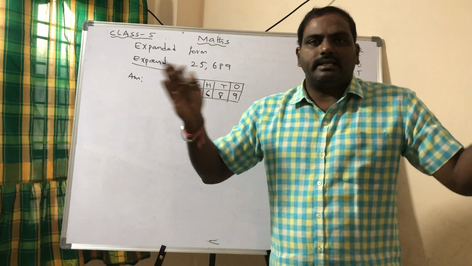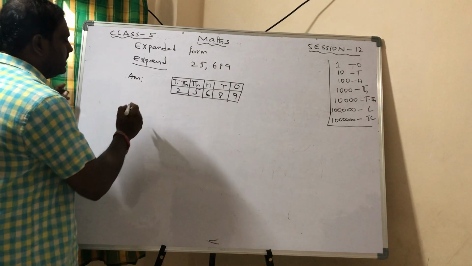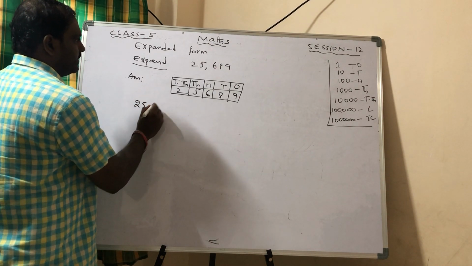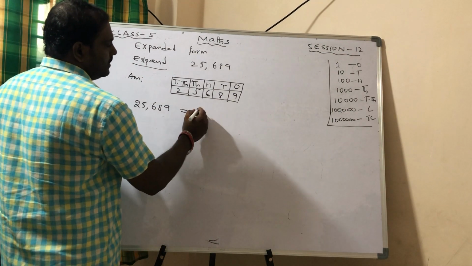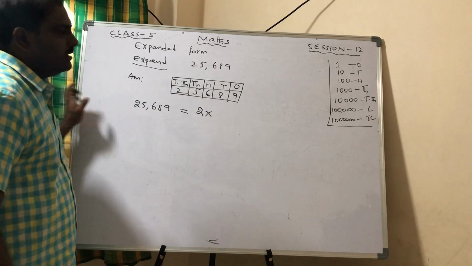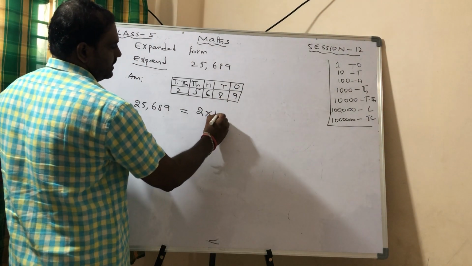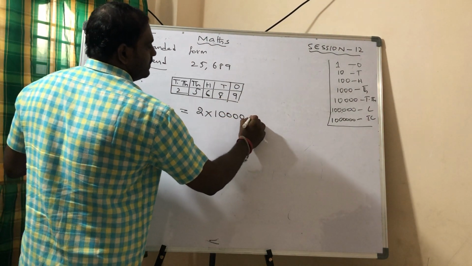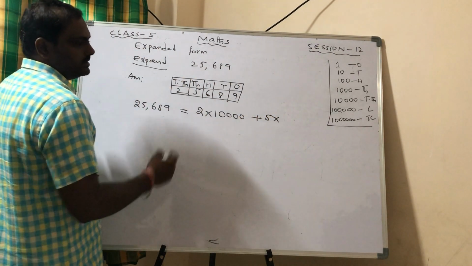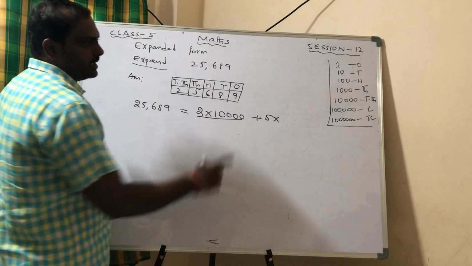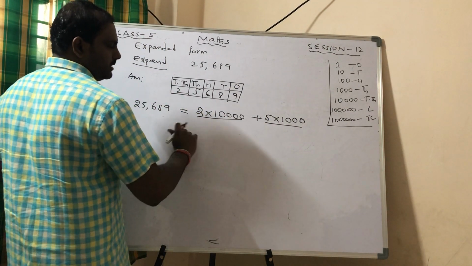Expand. We have to expand the given numbers. So first, it's very simple. Once you write this, next, 25,689 can be written as, very simple, 2 into 10,000. So 10,000 means 1 with 4 zeros. Then plus 5 into 1,000. Where is the 1,000? Underline this. This is the first part. Underline 1,000, 1, 0, 0, 0. Underline this.